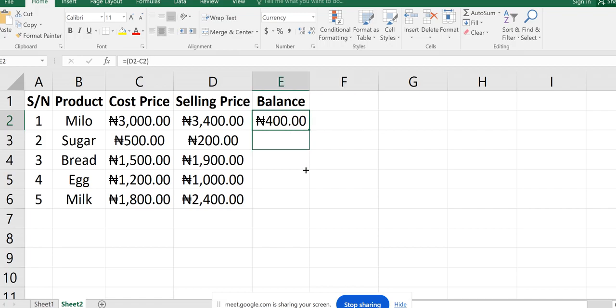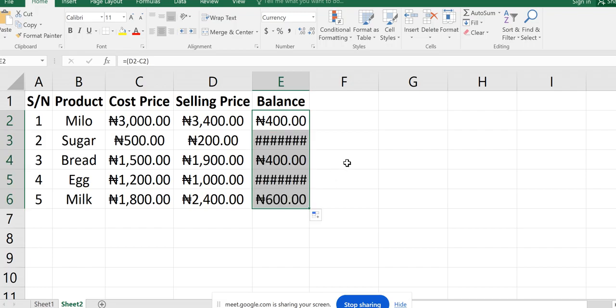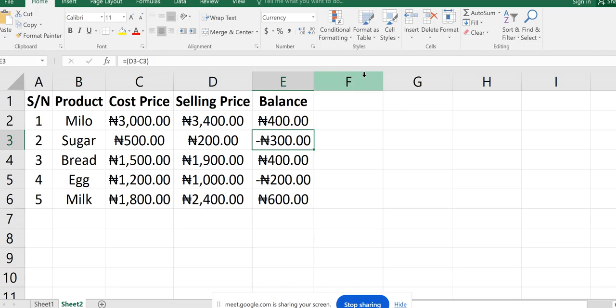I will left click, hold and drag. Now you can see it gave me the result of everything. The reason why this is bringing hash was actually because of something. Which means something is wrong, it is a negative value, and that is why it is bringing hash. But I need to maximize also to make it full.